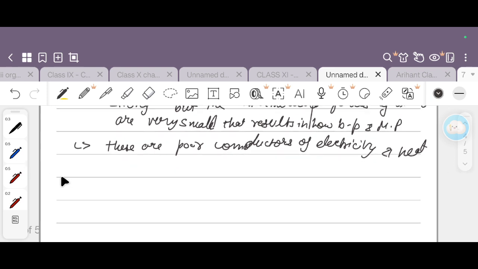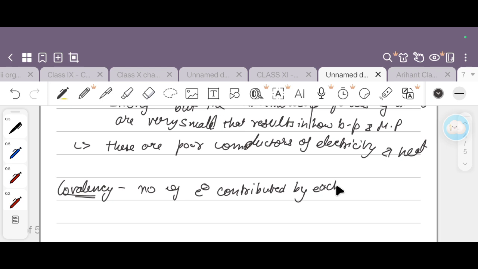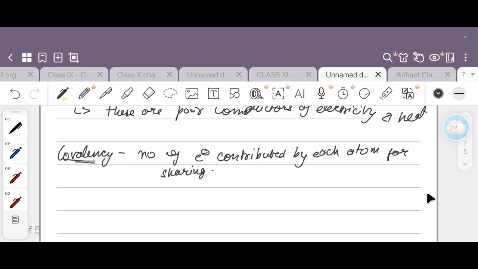Next we are seeing the term covalency. What is covalency? Covalency is the number of electrons contributed by each atom for sharing. Now we will discuss the covalent nature of carbon.